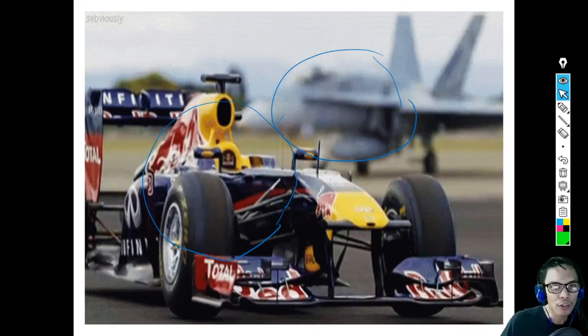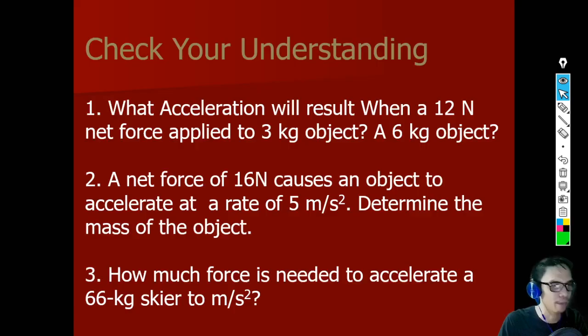So the law of acceleration: force is equal to mass times acceleration. Let's try using the force is equal to mass times acceleration formula in the sample problems that we have right here. Suppose, on the first problem, what acceleration will result when a 12 Newton net force is applied to a 3 kilogram object and a 6 kilogram object? We have a mass of 3 kilograms and a force of 12 newtons. What is missing here is acceleration.